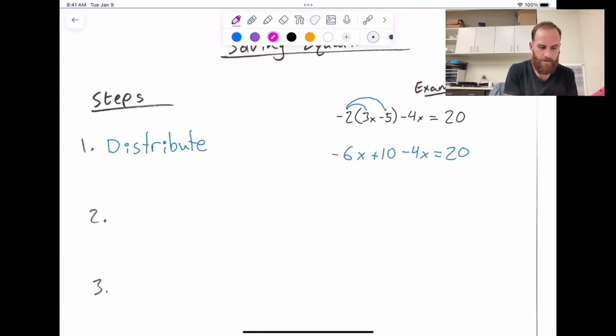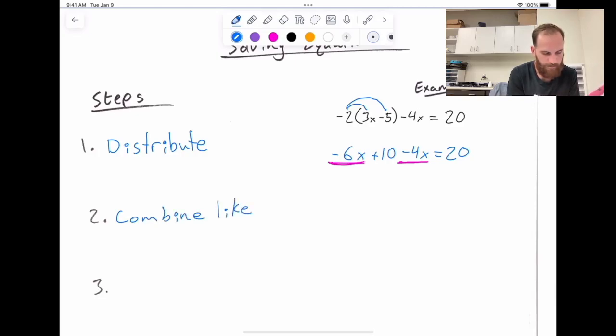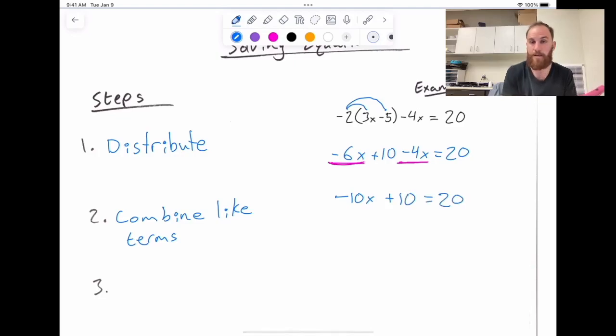All right, now the next thing I like to do, as you can see, I've got a lot of terms here. I've got this negative 6x, I've got this negative 4x, right? These terms are alike. So what I'm going to do is combine like terms next. In combining like terms, negative 6x minus 4x is going to get me negative 10x, okay? Plus 10 equals 20, all right?